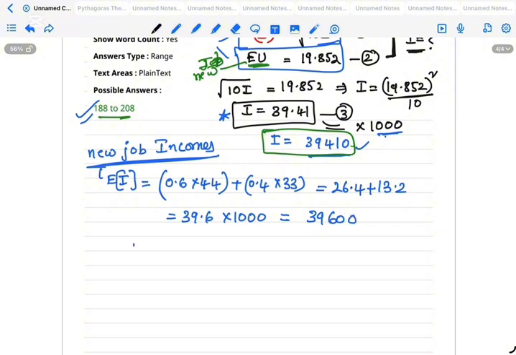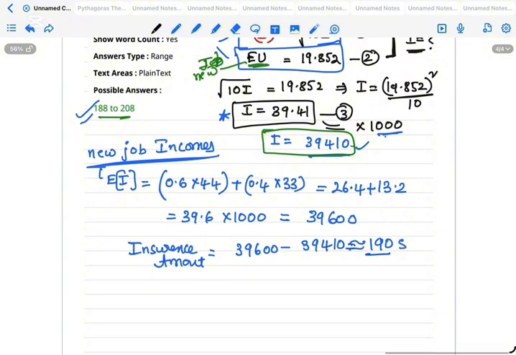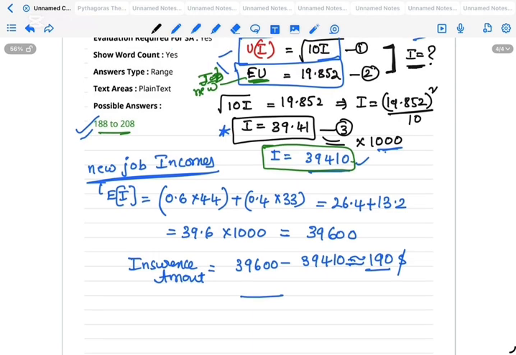So for the insurance, that is 39,600 minus 39,410, that is $190. The answer for this question is 190. That is in the range.